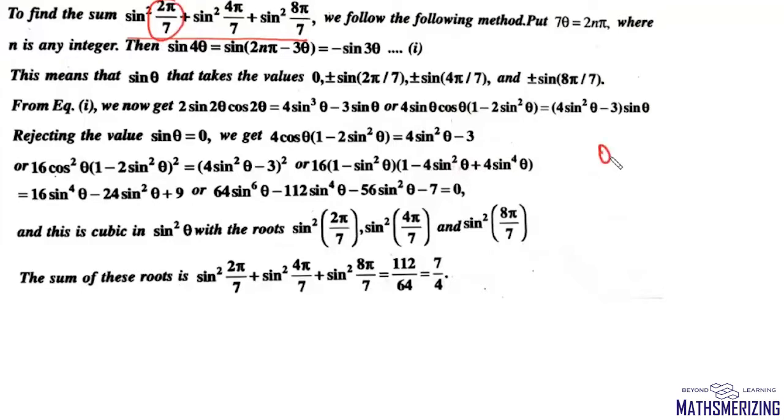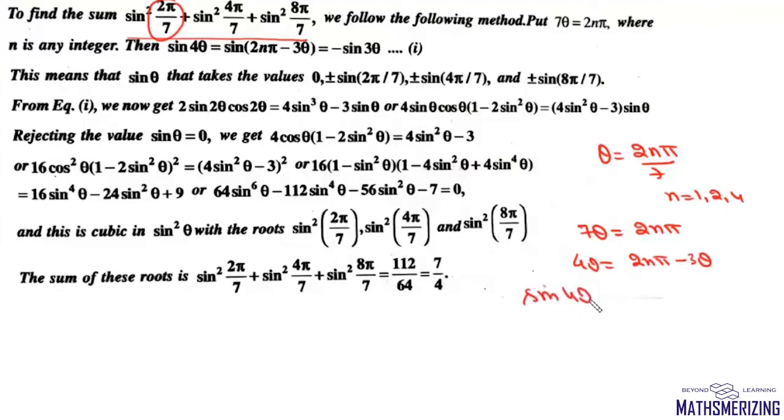So we'll take theta as 2n pi by 7, where the value of n is 1, 2 and 4. Now we can write 7 theta as 2n pi, and 4 theta will be 2n pi minus 3 theta. Now we'll take sine on both sides. We can write sine 4 theta, and sine of 2 pi minus theta is minus sine theta. So it will be minus sine 3 theta.